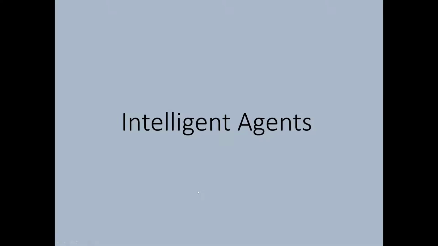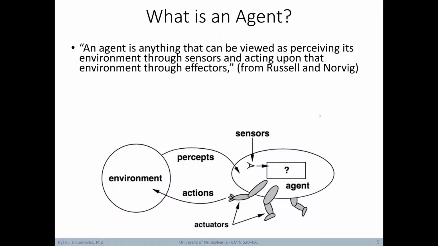So first off, let's talk about intelligent agents. First off, what's an agent? Here's a definition from Russell and Norvig. An agent is anything that can be viewed as perceiving its environment through sensors and acting upon that environment through effectors. Here's a simple schematic illustrating the basic idea of what an agent is.